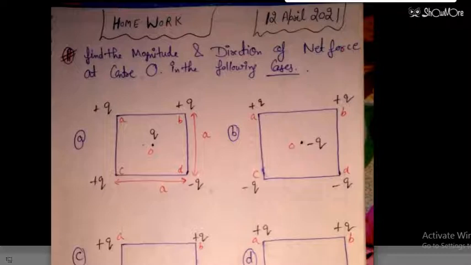What value will be a by root 2? This value. Now see carefully. From this corner to the central point, the value is a by root 2. From this corner to the center point, this corner to the center point, all the values will be a by root 2. This is the concept, and now we are going to discuss the questions one by one.